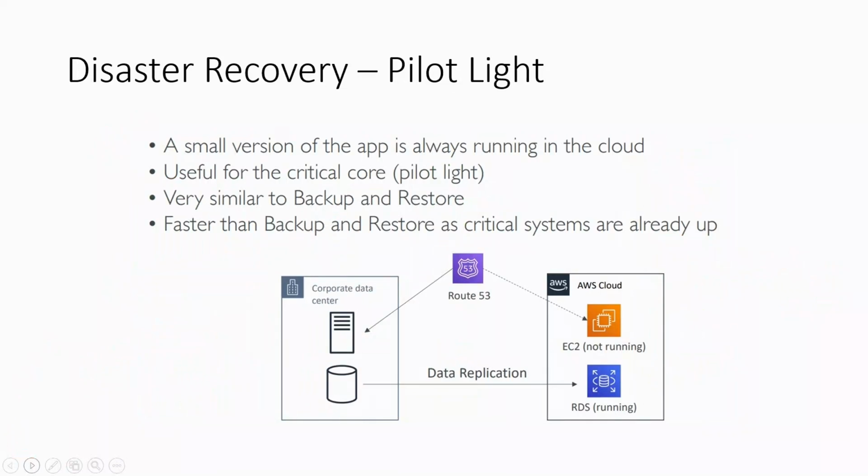Now what happens in this case is that a small version of the app is always running in the cloud, useful for the critical core. So for example, you can see in this case, you have a corporate data center with a particular application running. This is your main application, and what you are doing is having a standby EC2 instance on the cloud, but the core of your application is your data, that is your database.